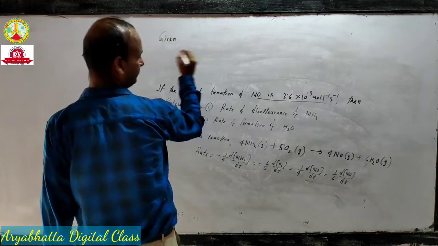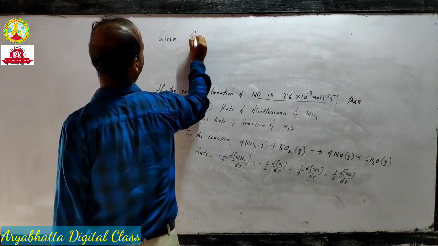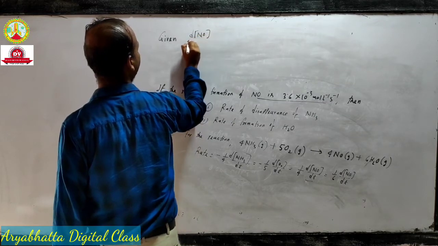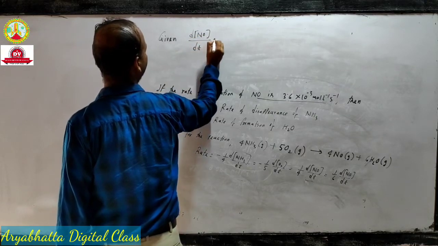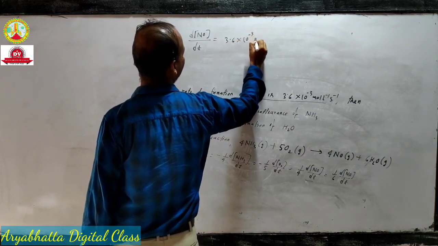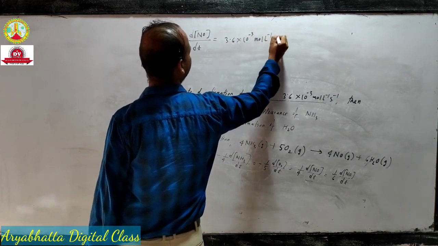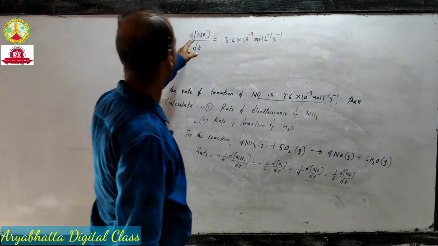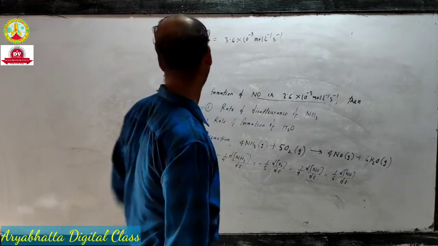Write it out cleanly. Given value: what is the value of the rate of formation of NO? This is the value, dNO by dt. What is the value? 3.6 into 10 to the power minus 3 mol liter inverse second inverse. Okay, the value of the nitric oxide is this one. Now let's see.